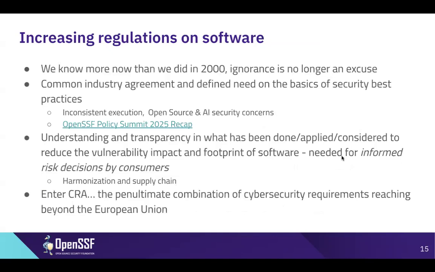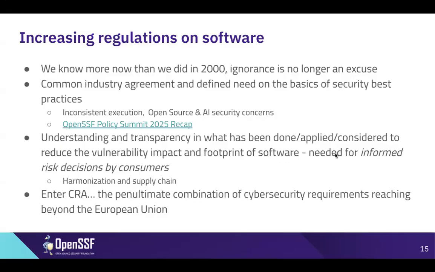And now we know more than we did 25 years ago. In the early days of supply chain attacks, we developed more robust and clear security practices built from very painful learnings of those attacks. However, they're still not adopted. Organizations still have security concerns. As discussed at the OpenSSF Policy Summit in DC earlier this year, many of these are related to open source and new technologies like artificial intelligence. But it's not just limited to these.